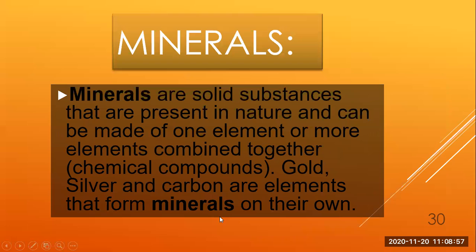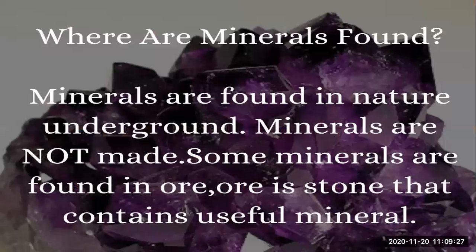Okay. What are minerals? Minerals are solid substances that are present in nature and can be made of one element or more elements combined together, like chemical compounds. Gold, silver, and carbon are elements that form minerals on their own. Okay, let's make it simple. Minerals means useful substances that are found under the ground. Useful substances that are found underground, right?